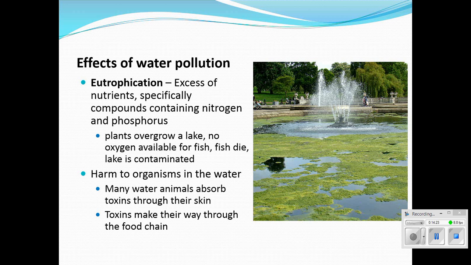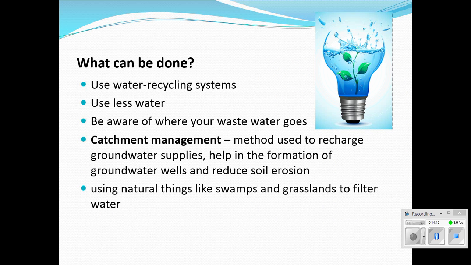And water pollution also causes a lot of harm to organisms in the water, because many of the animals that live in the water can absorb the toxins through their skin, and then eventually those toxins make their way through the food chain. So if a fish is absorbing this toxin and then a bird eats that fish that has those toxins, that bird's going to die.